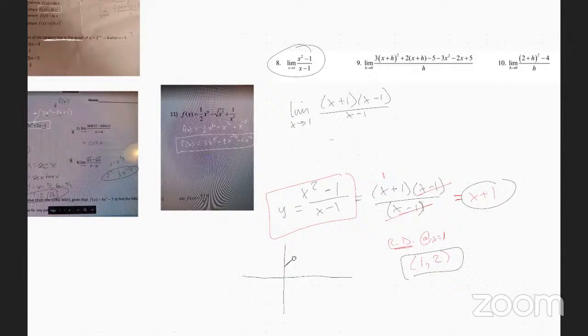Okay, so the question is asking, what's the limit as x goes to 1? Well, look at the graph here. As you're going to 1 from the right or the left, what would you expect the value to be at 1? Two? Yeah, you'd expect it to be 2. Is it 2? No, it's not defined at 1, but you would expect it to be 2. So that's what that question is getting at.